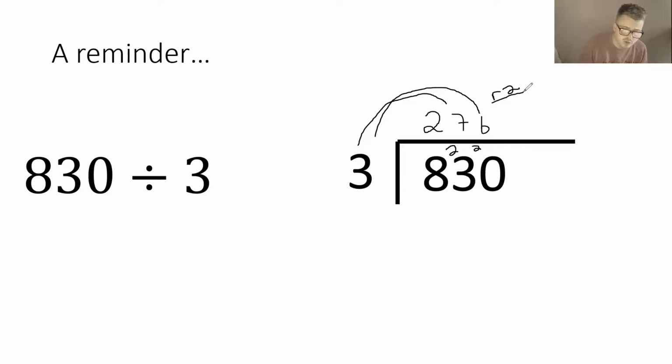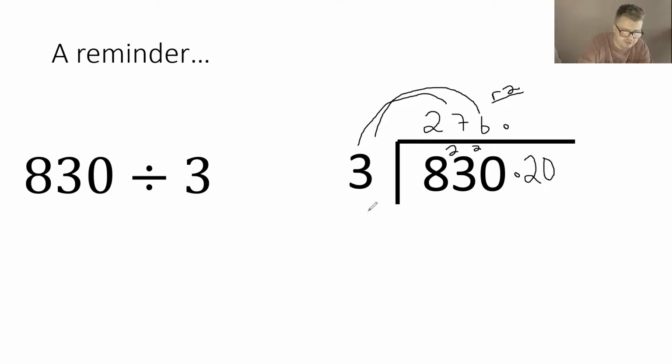So this is what we do. We get our remainder, and instead of writing R2, we're going to draw a decimal point at the top here and a decimal point at the bottom here, and we're going to put our remainder at the bottom, but this time we're going to add a placeholder, so a 0.